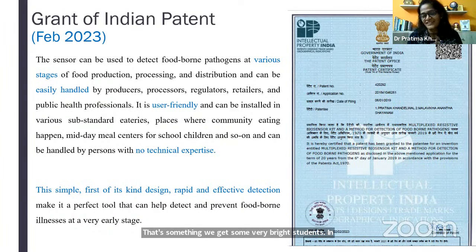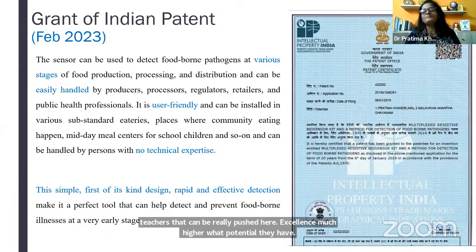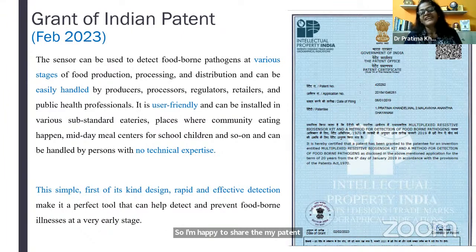in ordinary colleges. If I'm saying ordinary, it is in respect to IITM. Sometimes it becomes a very beautiful part for teachers, that they can really push their excellence much higher, whatever potential they have. So I'm happy to share my patent holder here, as you can see, is Malavika, and she is from VTU, our Visvesvaraya Technological University of Karnataka.